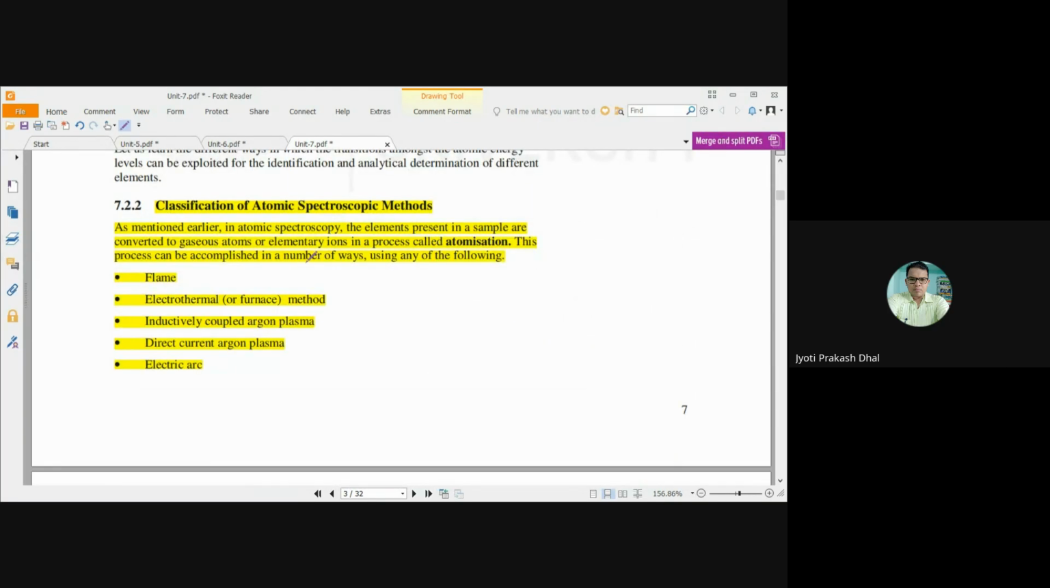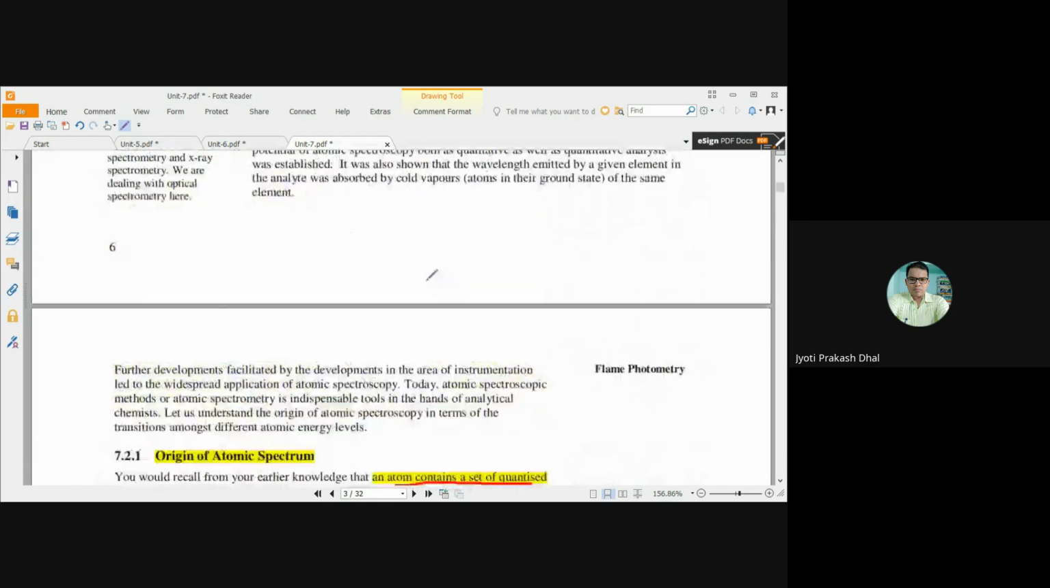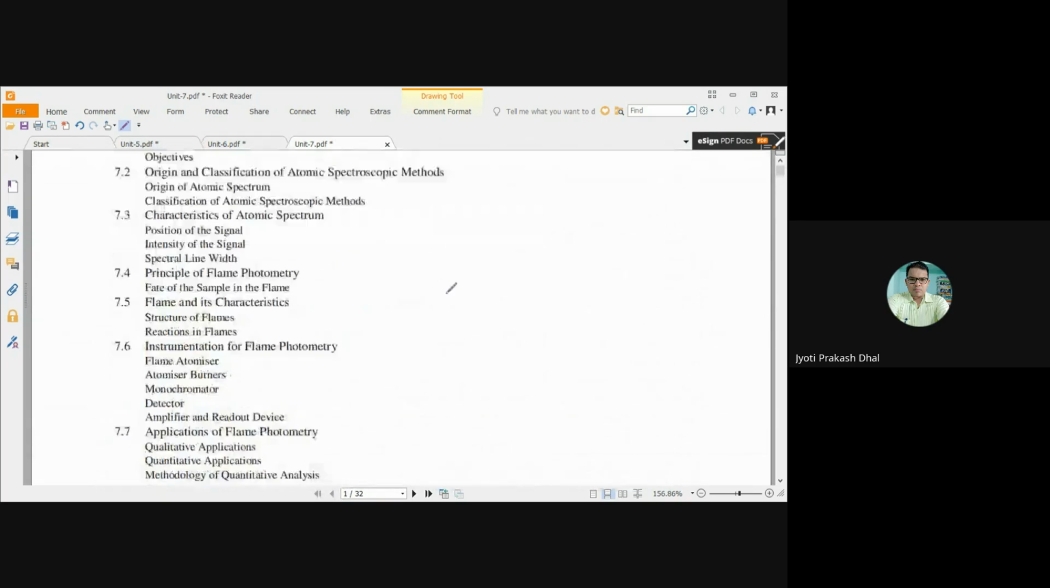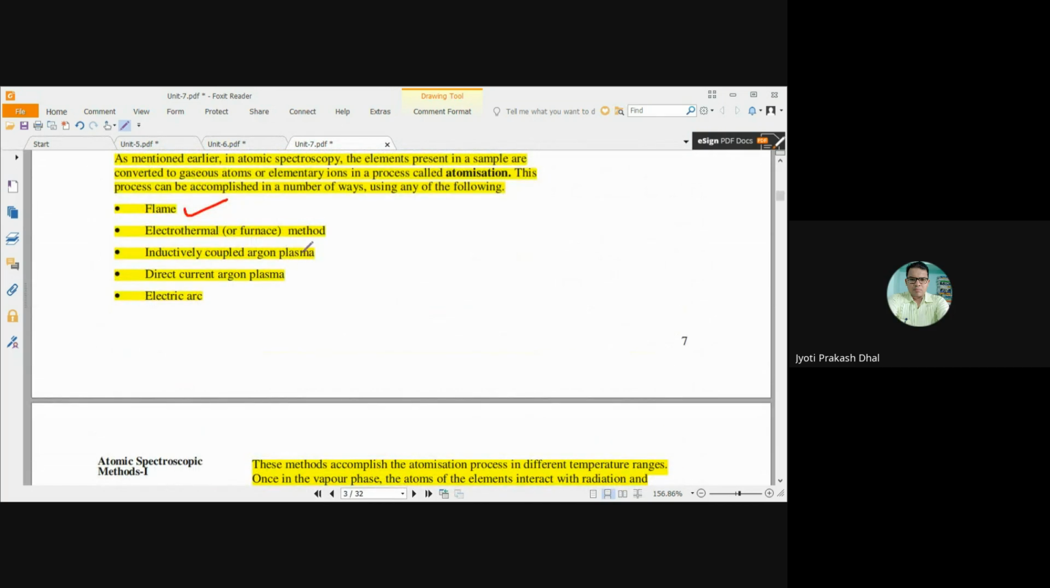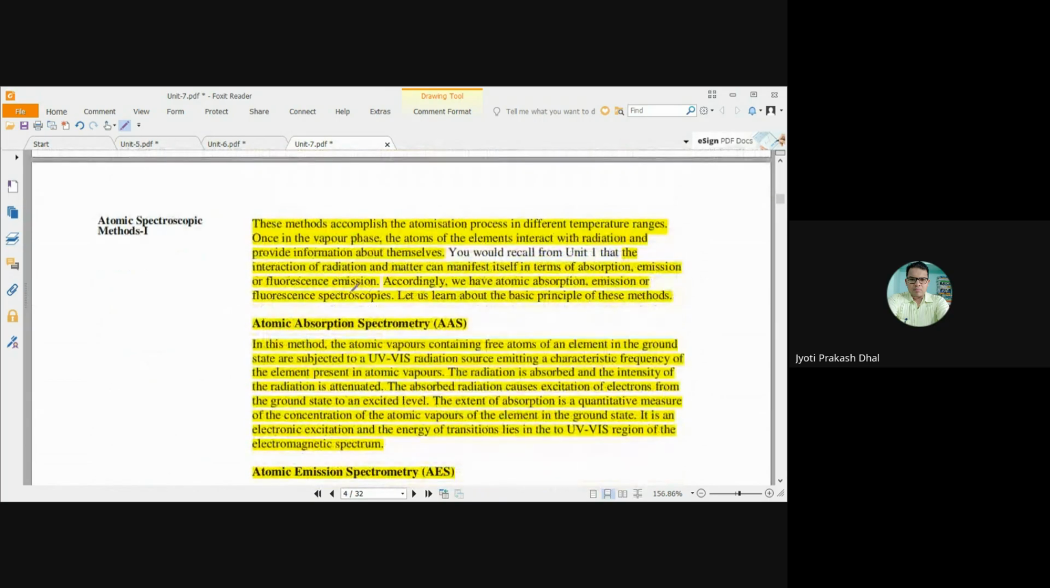So there are different atomic spectroscopic methods. The first one is flame photometry, which we will discuss here. This is one type of atomic spectroscopic method. Then the electrothermal method. Then ICP, the inductively coupled argon plasma method. Then the direct current argon plasma method. Then the electric arc method. These methods are accompanied by atomization processes in different temperature ranges.